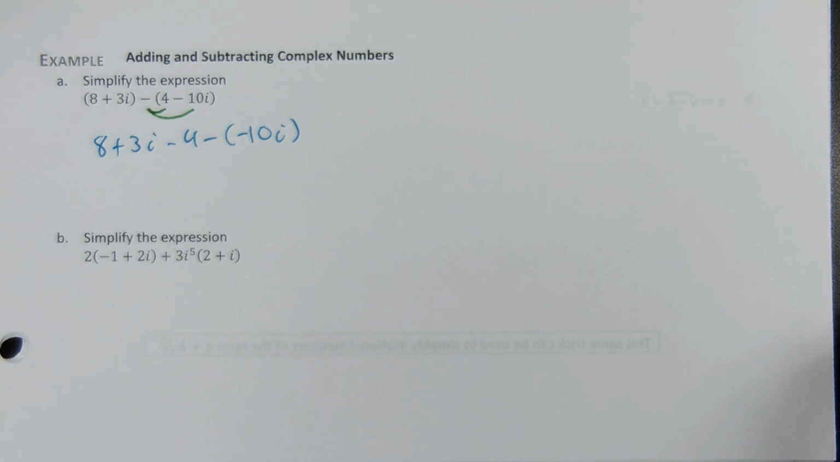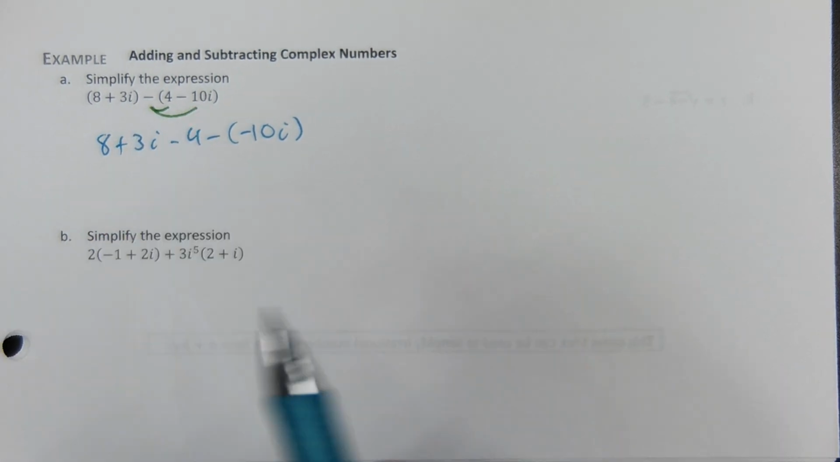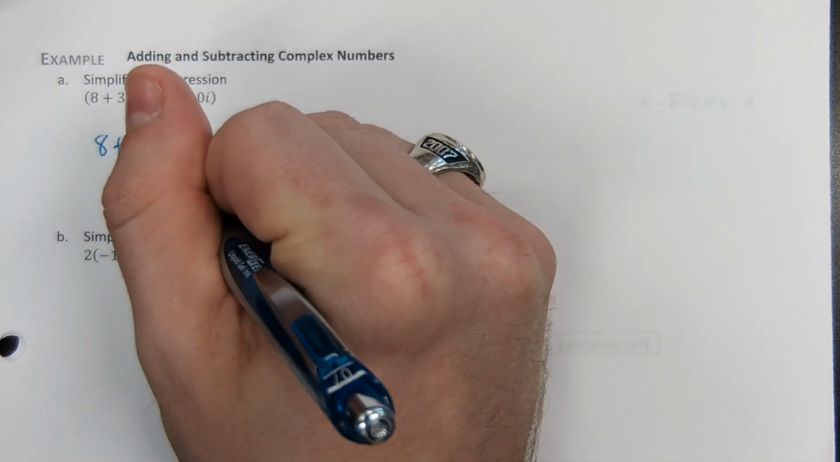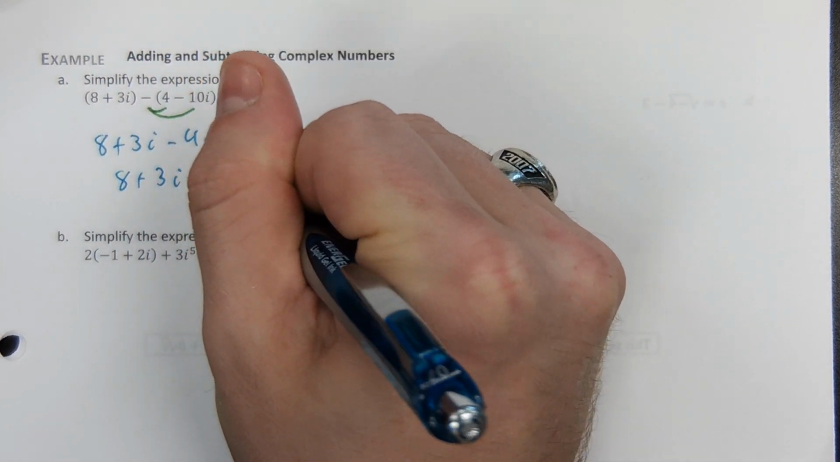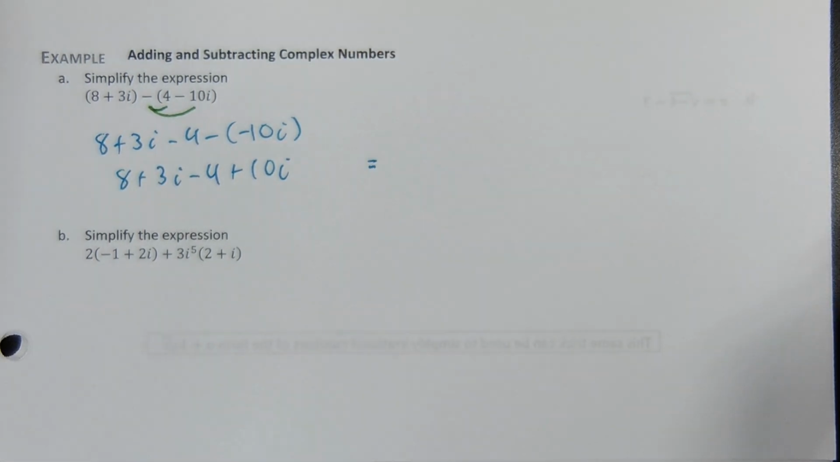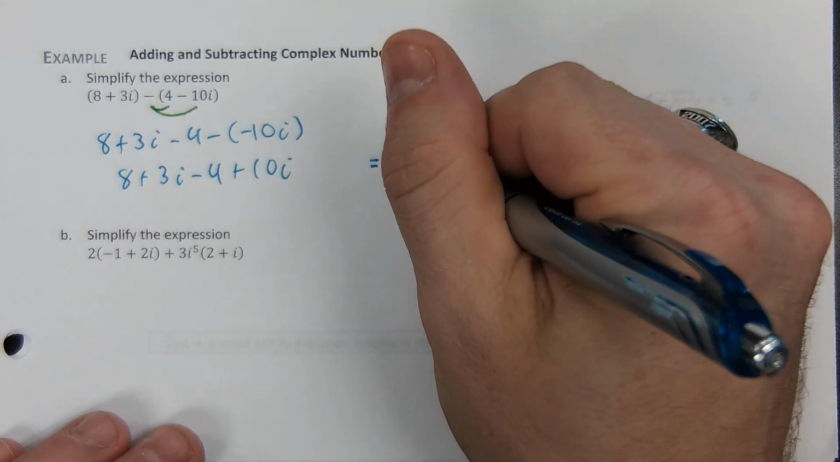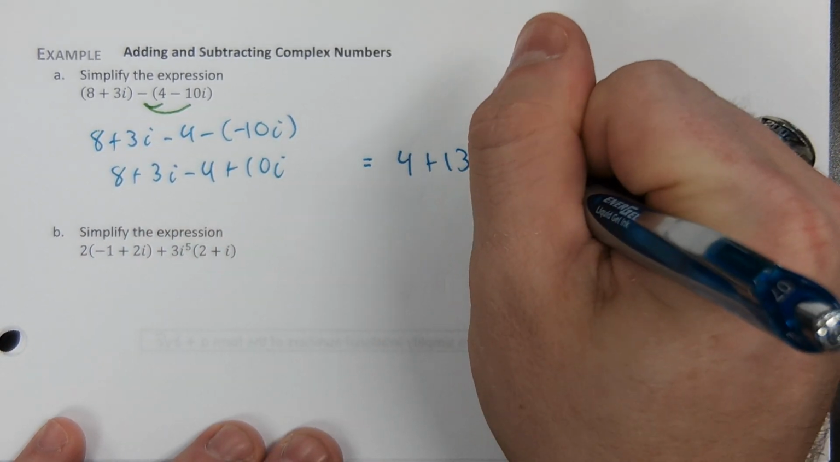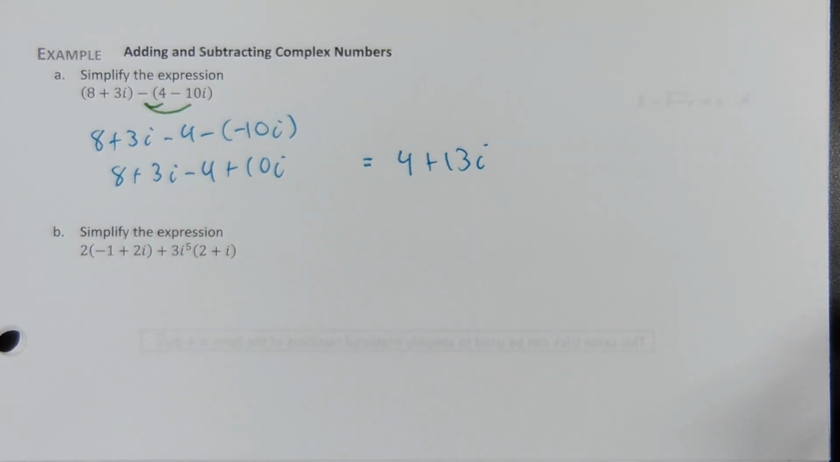It's just subtraction. Minus the 4 and minus the negative 10i. So 8 plus 3i minus 4 plus 10i. And you just combine your like terms. 8 minus 4 is 4. 3i plus 10i is 13i. Finished. It's just combining like terms. That's all it is.